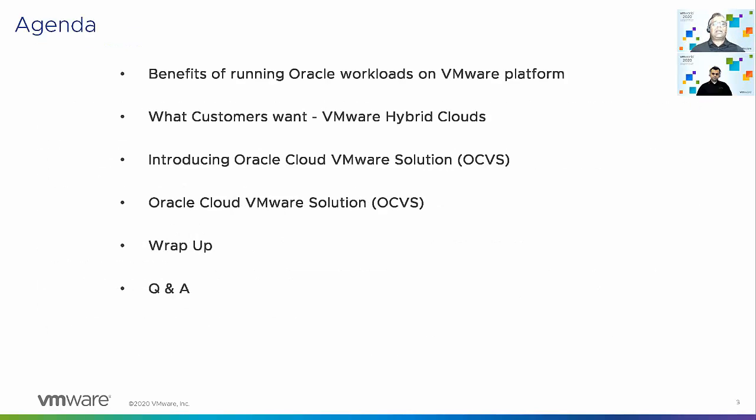All right. So let's have a look at the agenda for today's discussion. Essentially, we'll start with talking about the benefits of running Oracle workloads on a VMware platform. We'll follow that up by what customers really want, which is VMware Hybrid Cloud. We will then introduce Oracle Cloud VMware Solution, and my friend Faisal will then delve deep into the Oracle Cloud VMware Solution and what that solution proposition is. We will wrap up with a lot of collaterals, and hopefully we'll have some time for some question and answers. But let's get started.